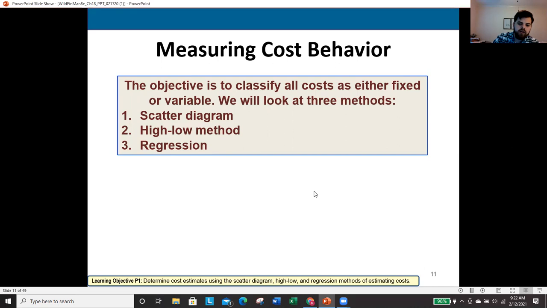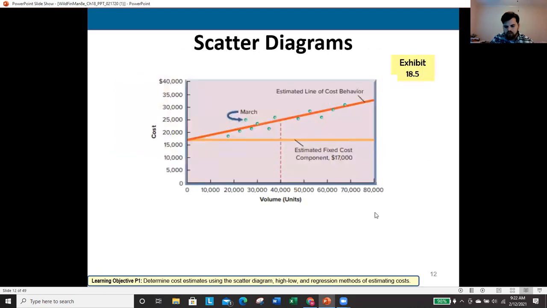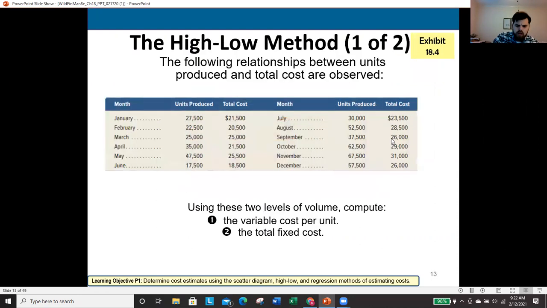So the first option here is a scatter diagram. It works pretty much the way a scatter diagram has worked forever. You're going to plot all of your different volume and cost points. You'll then try to find what's called the line of best fit, and that will give you a formula to estimate your costs. So that's pretty much all there is to it.